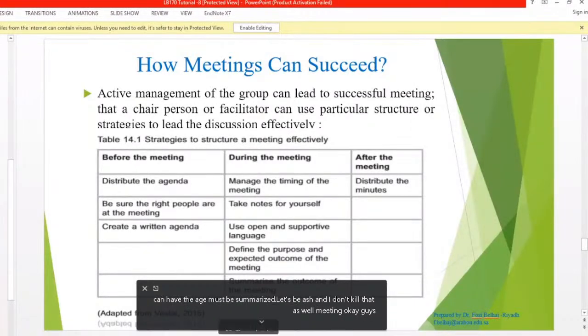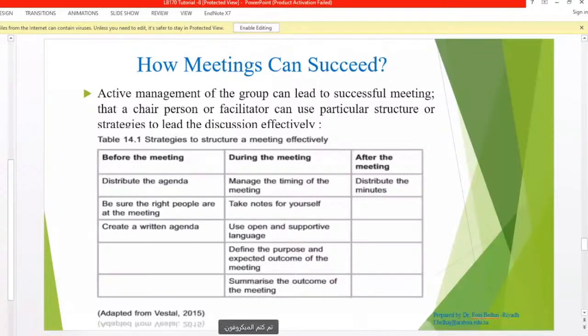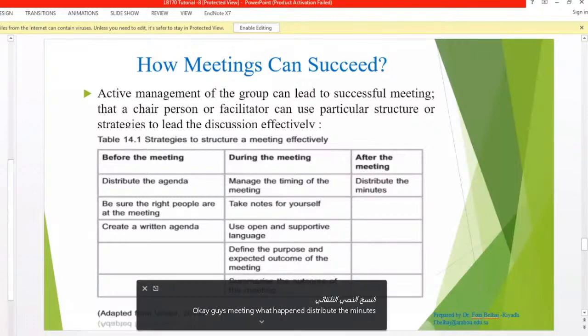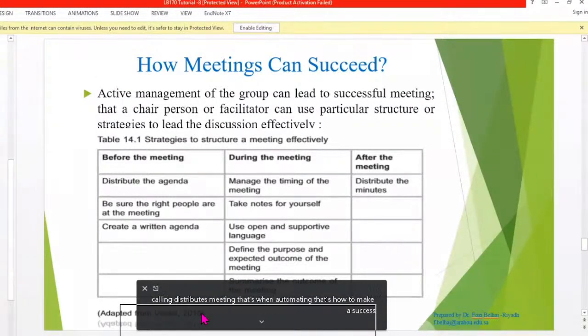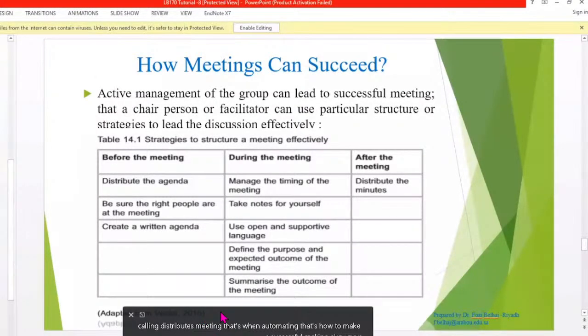Yeah. After the meeting, what happened? Distribute the minutes. القرارات اللي صدرت من الميتينج والمشاركات بدون يوزعونها ثاني مرة. Okay على المؤسسة كاملة، organizations ولا على البزنس. Okay? We call it distribute meeting minutes. That's when after meeting. That's how to make a successful meeting. Okay, guys? Yes.